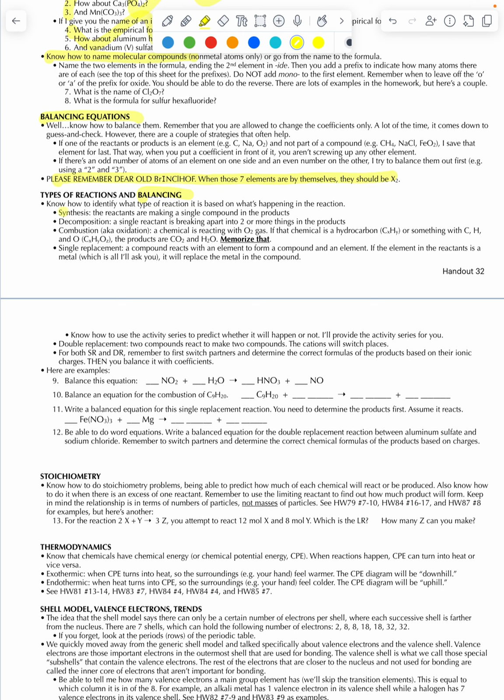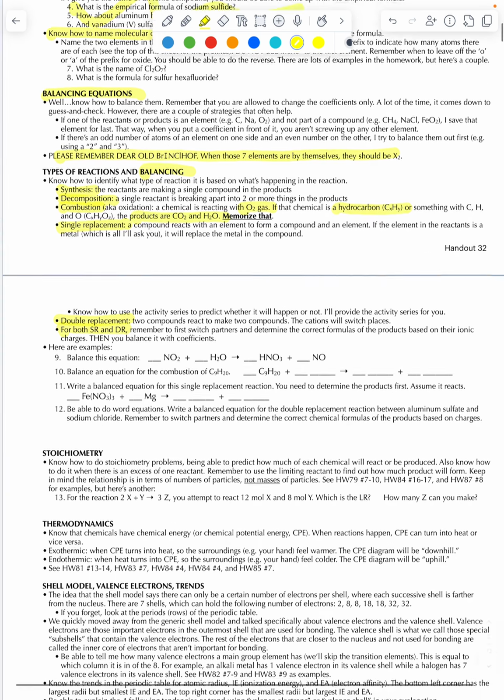Then types of reactions. Remember, again, when we do the homework, we'll go over this. We have synthesis, decomposition, combustion, single replacement, and double replacement. And know how we're going to balance those when we have to come up with the products ourselves. Remember that combustion technically means just that it's reacting with O2 gas. But the one that we practice a lot is when a hydrocarbon combusts, it reacts with O2, and the products will be CO2 and H2O. You have to know that.